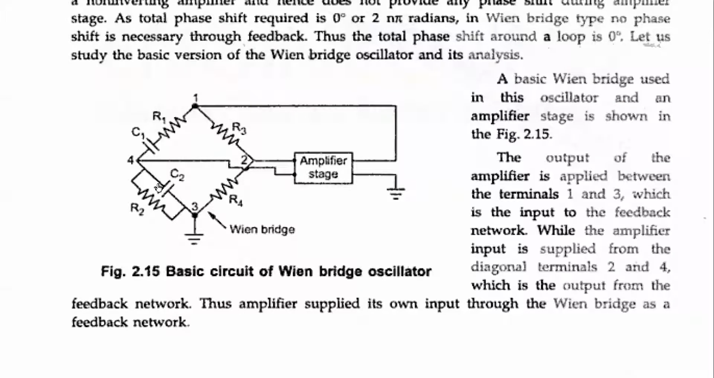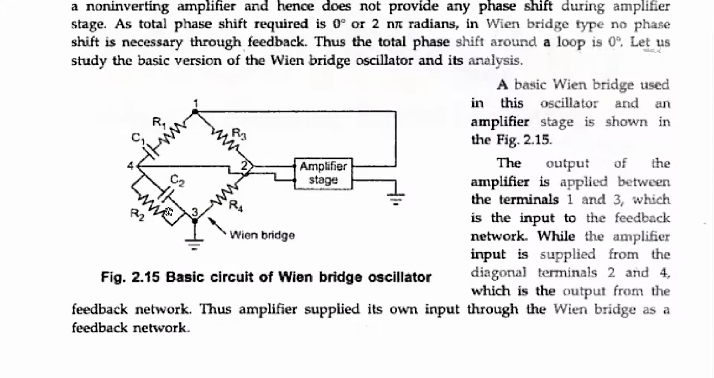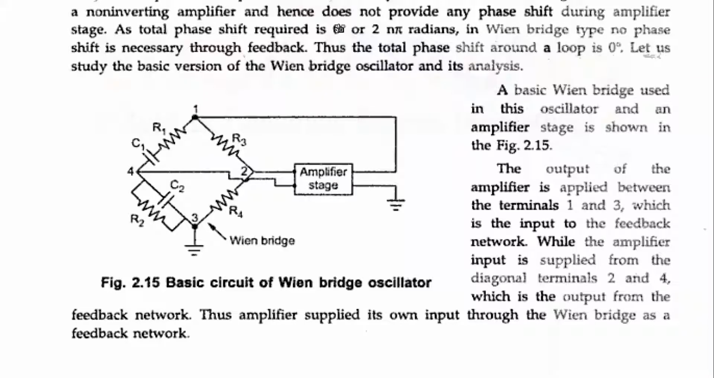When the bridge is balanced, it provides 0-degree phase shift. And when the feedback network provides 0 degrees phase shift, to satisfy the Barkhausen criteria, or the condition for oscillations, what should be the phase shift provided by this amplifier stage? Anybody answer?